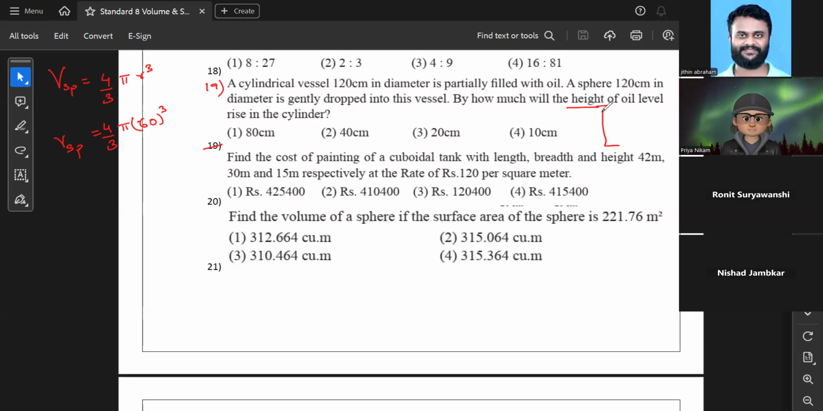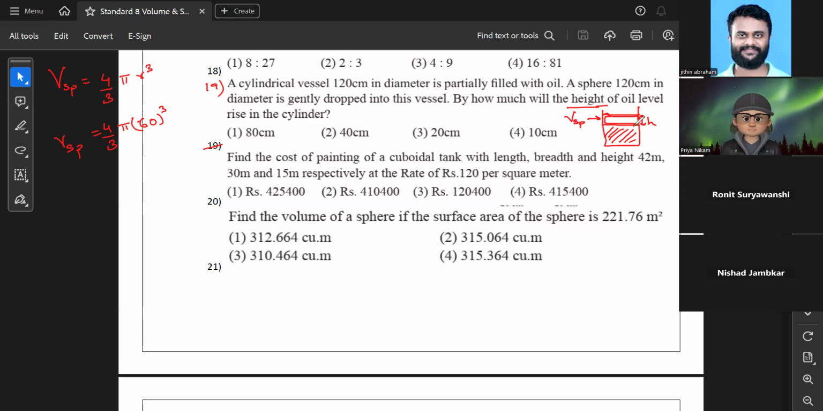So when did this height increase? Initially, this was a cylinder. Initially, it had this much amount of oil. Now, when we drop the sphere, the oil has risen. Let me say the height increased is h. Why did this height increase? Because we dropped the sphere. The height that rose is basically because of the volume of the sphere. So this much amount of extra volume is basically because of the volume of sphere. So in short, here the volume of sphere you have to use to find h.